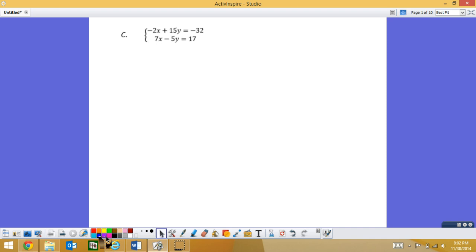For example, in this one, if you don't have a variable by itself, you need to solve for one of the variables. You need to get one of the variables by itself. So in this top equation, I'm going to get the x by itself. So the first thing I'm going to do is subtract that 15y.